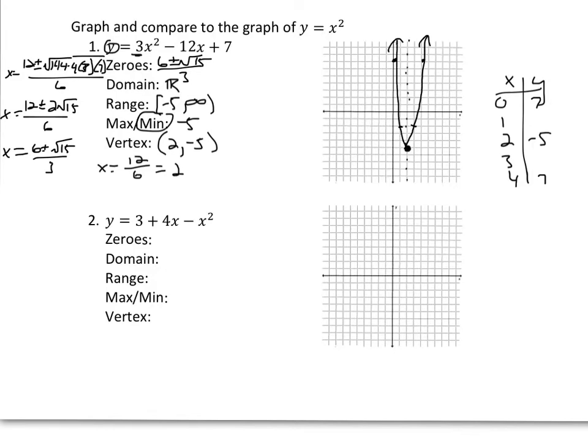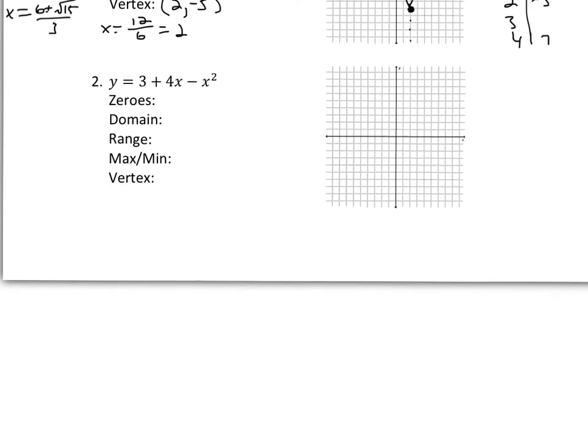All right, second one. Okay, this one's just written in reverse order, so if you need to rewrite this as y equals negative x squared plus 4x plus 3, it's totally fine. So you can see exactly what your a is. All right, find the vertex. In order to do that, we got to find the axis of symmetry first. Negative b over 2a. It's 2 again. Okay, remember that a is negative 1, so that's why I got the negative 2 down there. Okay, so that's 2.